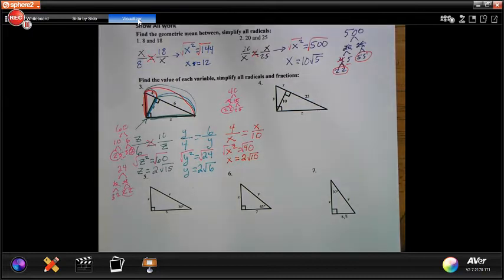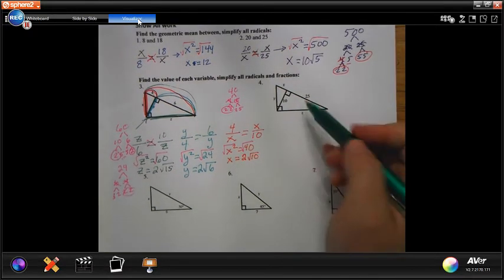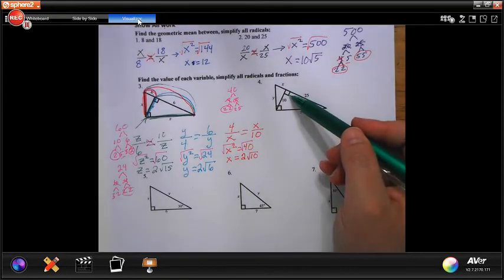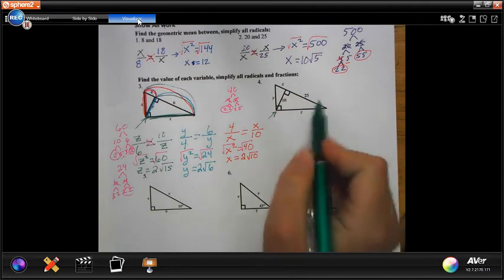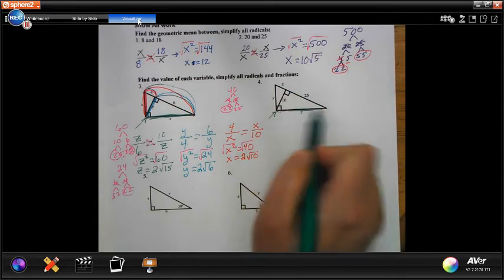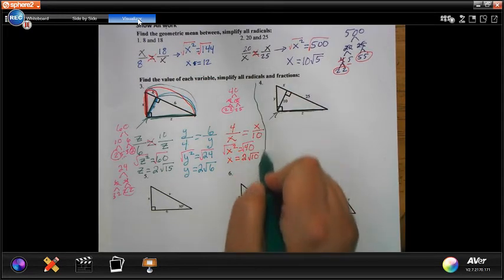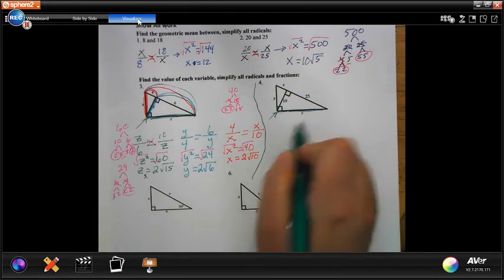Okay. Number 4, we're going to do the same thing. We're going to identify our main right angle. This is not the main right angle because this is not a corner of the whole picture. This would be our main right angle. And then we have our 3 lines. So let me do this one. I have my green line here. Z and Z. Okay.